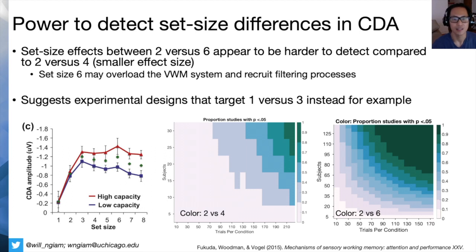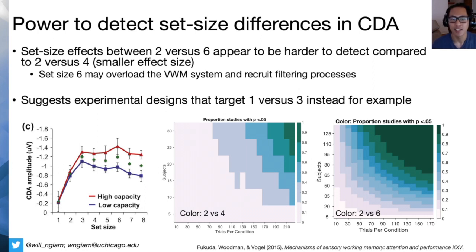Comparing the power to detect set size differences in set size 2 versus 4 with set size 2 versus 6, clearly power is influenced by the effect size, and the set size effect for 2 versus 6 appears to be smaller than 2 versus 4. On the figure on the left, which I pulled from Fukuda et al.'s book chapter, you can see that for low K subjects, the CDA drops as you go from 4 to 5 to 6. This pattern might suggest that the effect size is being reduced. One reason for this is that set size 6 may overload the visual working memory system and recruit filtering processes and things like that.